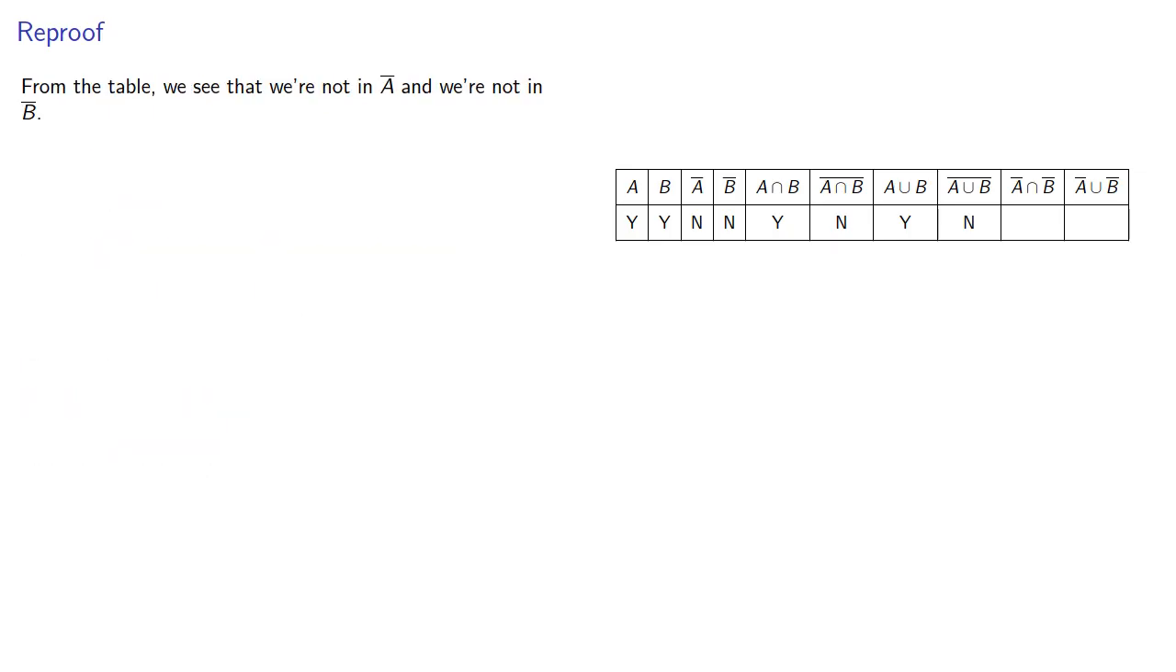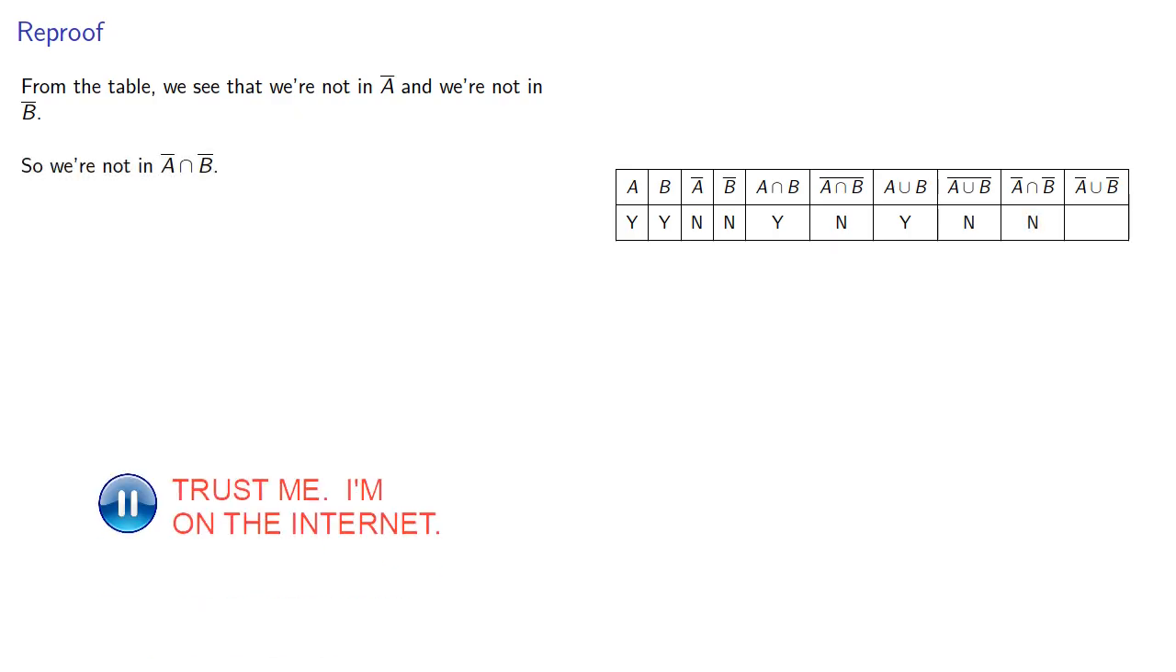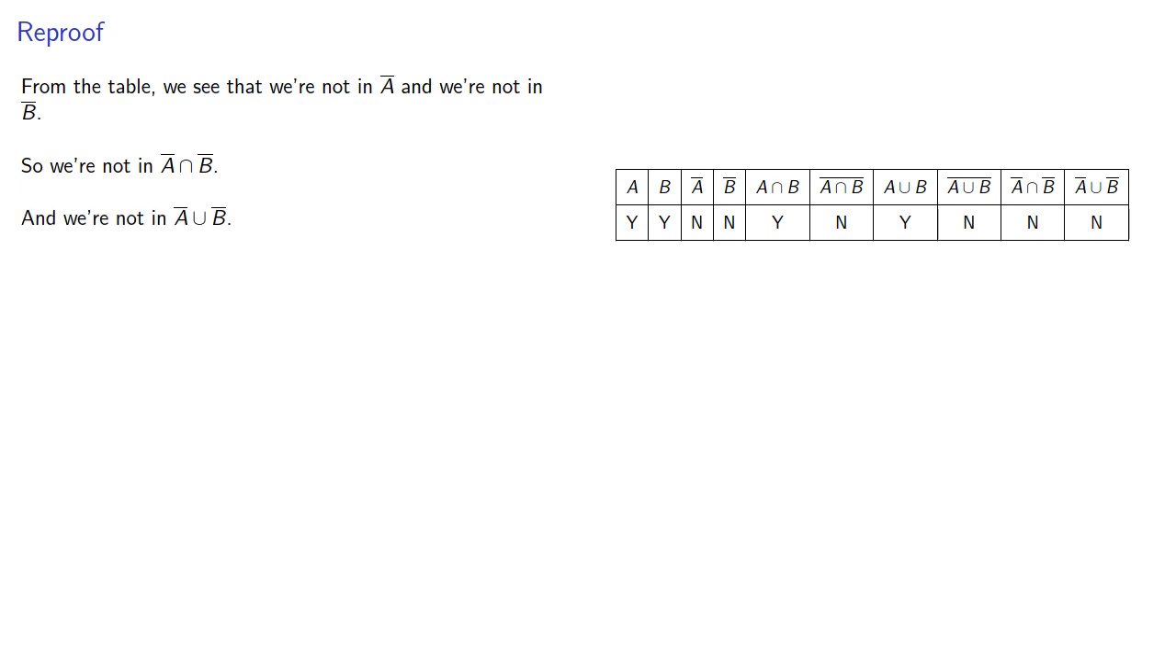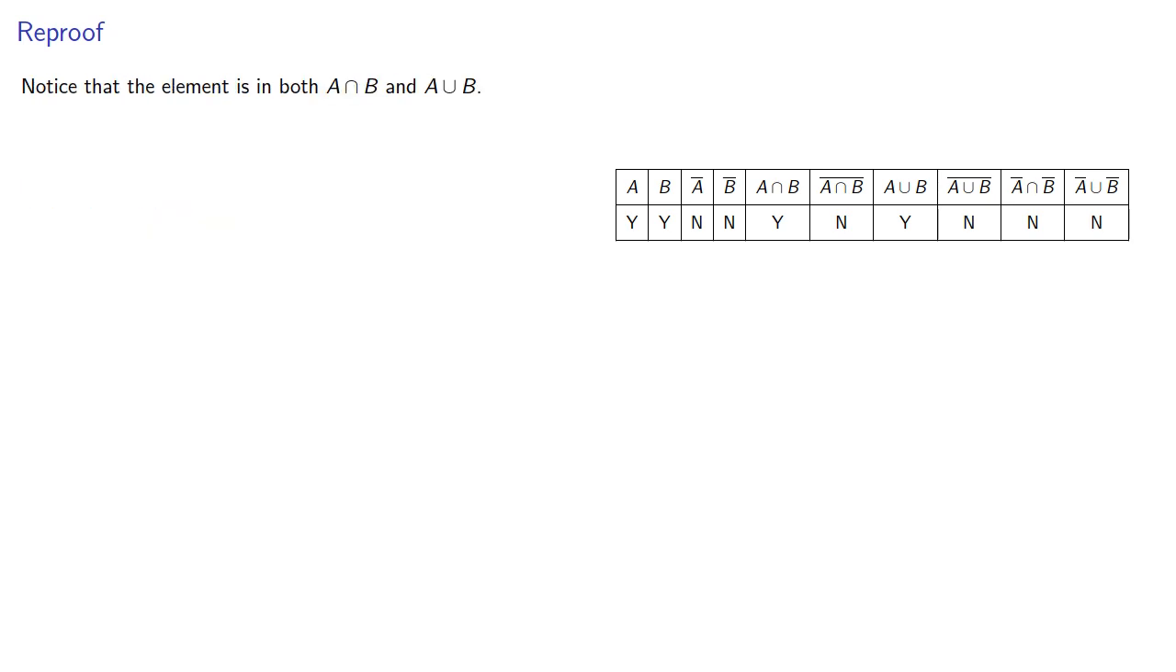So from the table, we see that we're not in A complement, and we're not in B complement. So we're not in the intersection of the complements, and we're not in the union of the complements. Notice that the element is in both A intersect B and A union B. Consequently, A intersect B is A union B.